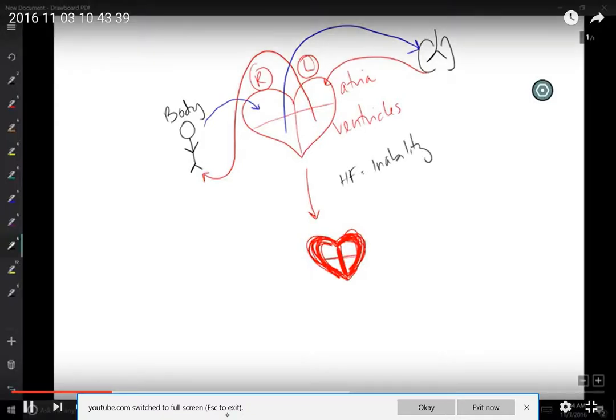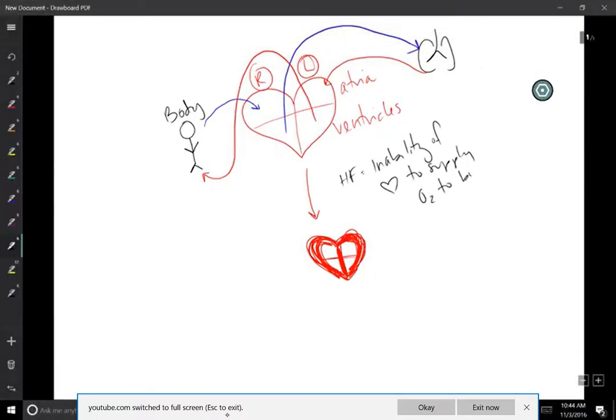And heart failure is an inability of our heart to deliver or supply enough oxygen to the body. I usually contrast this with angina, because angina is the heart not having enough oxygen, so it can't do its job. It starts to build up lactic acid and it hurts. Now we're looking at the body not having enough oxygen.